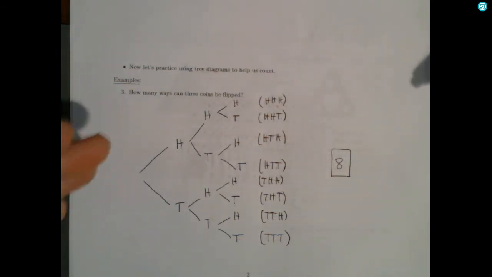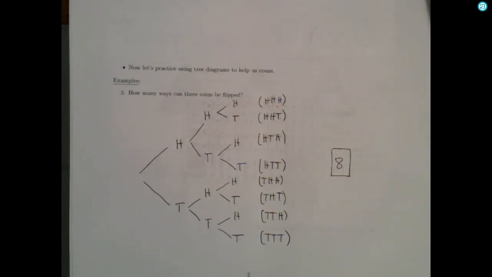Okay, so tree diagrams can come in handy for these kinds of counting problems. Let's look at another one. If we roll 2 dice, how many different pairs of numbers can appear on the upturned faces? Okay, so we roll 2 dice. How many different pairs of numbers can appear on the upturned faces?